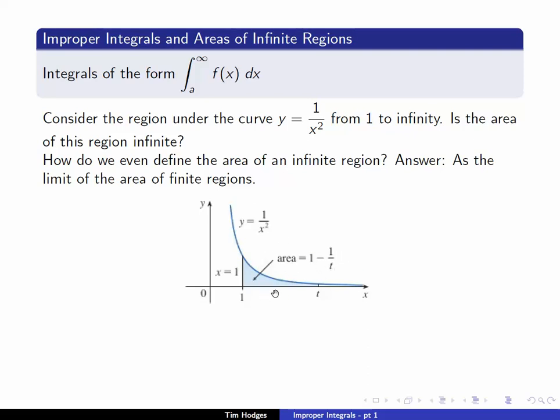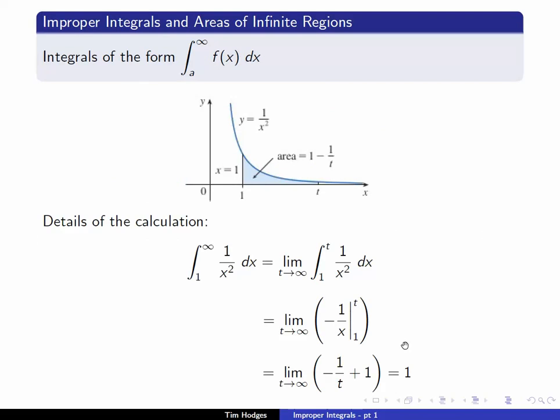So the area from 1 to 2 is a half, from 1 to 3 is 2/3, from 1 to 4 is 3/4, etc. And as t goes to infinity, this area tends to 1. So it makes sense to say that the integral from 1 to infinity of 1 over x squared should be the limit as t goes to infinity of the integral from 1 to t.